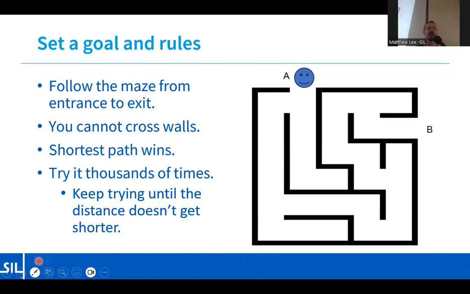So I'm going to set some goals. The goal for the smiley face is to follow the maze from the entrance to the exit. It's not allowed to cross walls. The shortest path wins, and try it thousands of times and keep trying until the distance doesn't get any shorter. So an example of what that might do.